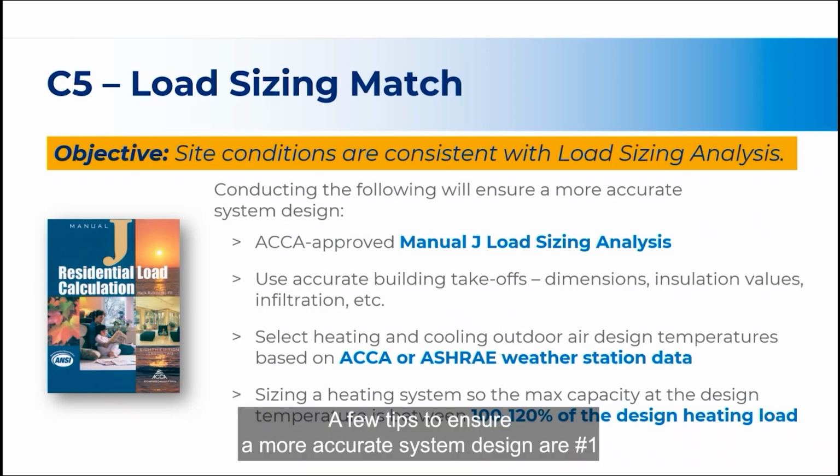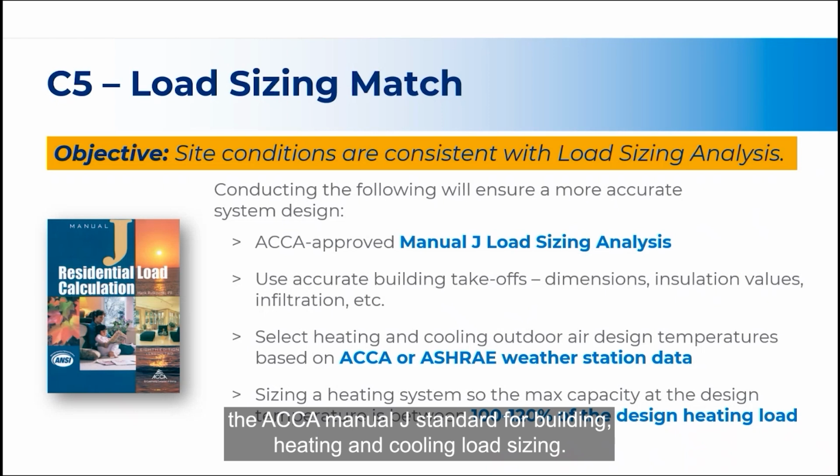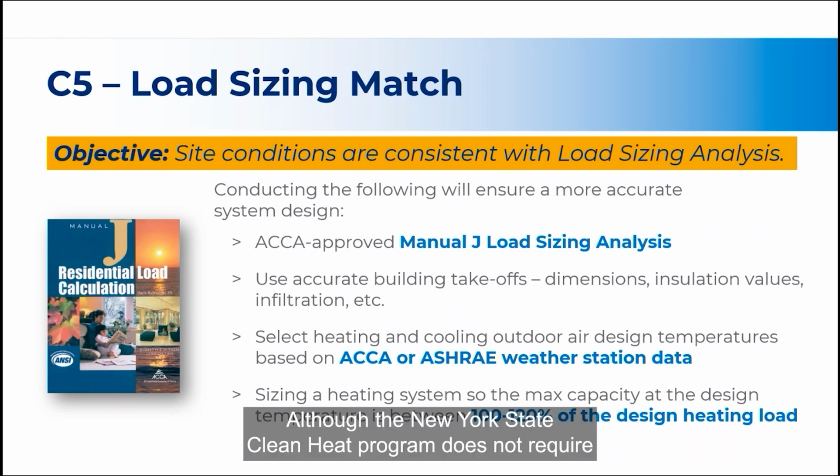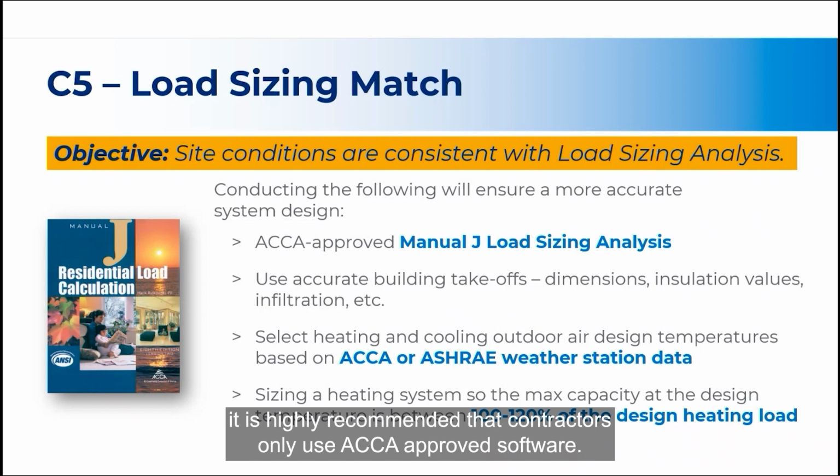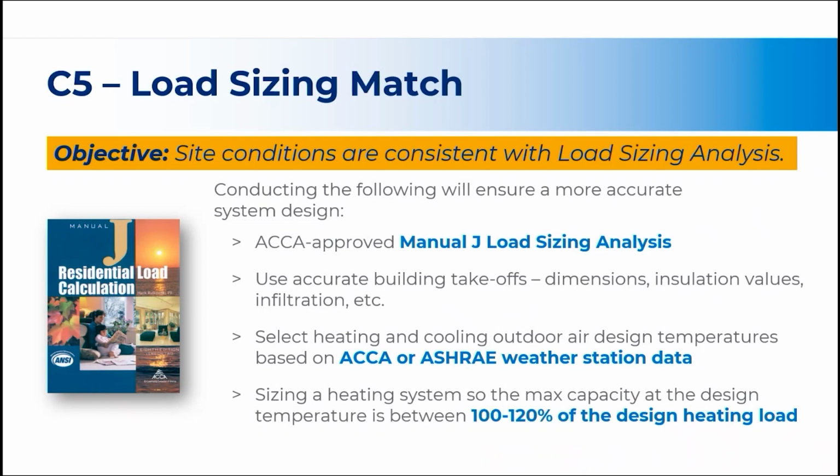A few tips to ensure a more accurate system design are: 1. Use an ACCA-approved Manual J load sizing analysis software and follow the ACCA Manual J standard for building heating and cooling load sizing. Although the New York State Clean Heat Program does not require ACCA-approved Manual J software is used, it is highly recommended that contractors only use ACCA-approved software.